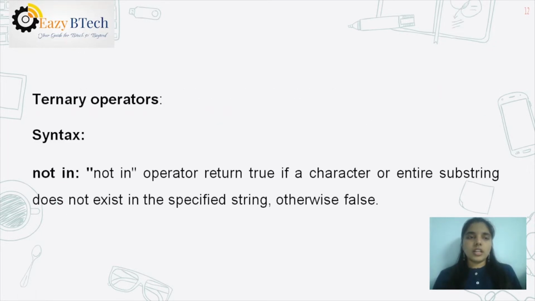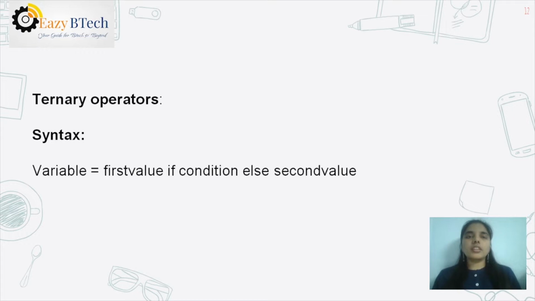So here the next operator, the last operator, is the ternary operator. In the ternary or conditional operator, the syntax is: variable is equal to first value if condition, else second value. Observe this syntax. You have to give some condition here. If the given condition is true, the first value will be stored in the variable. If the given condition is false, the second value will be stored in the variable.